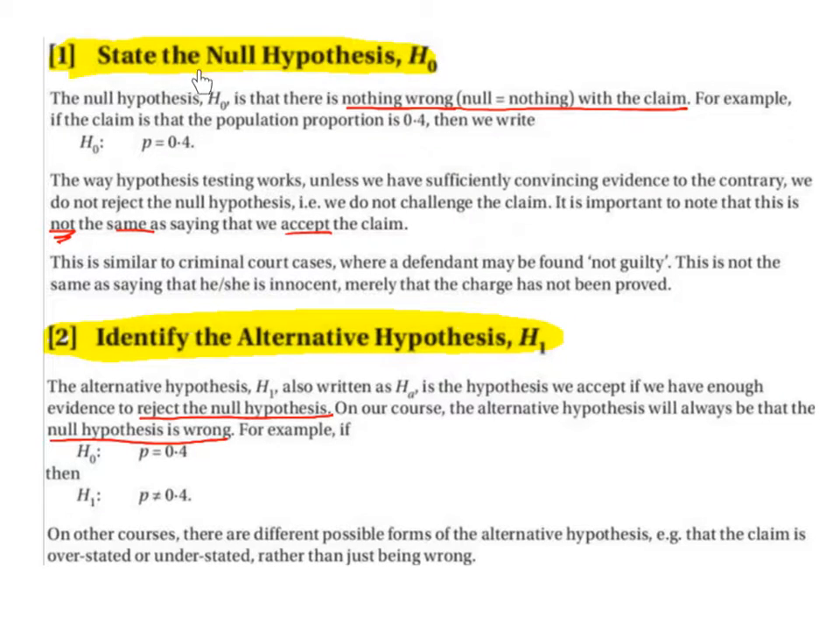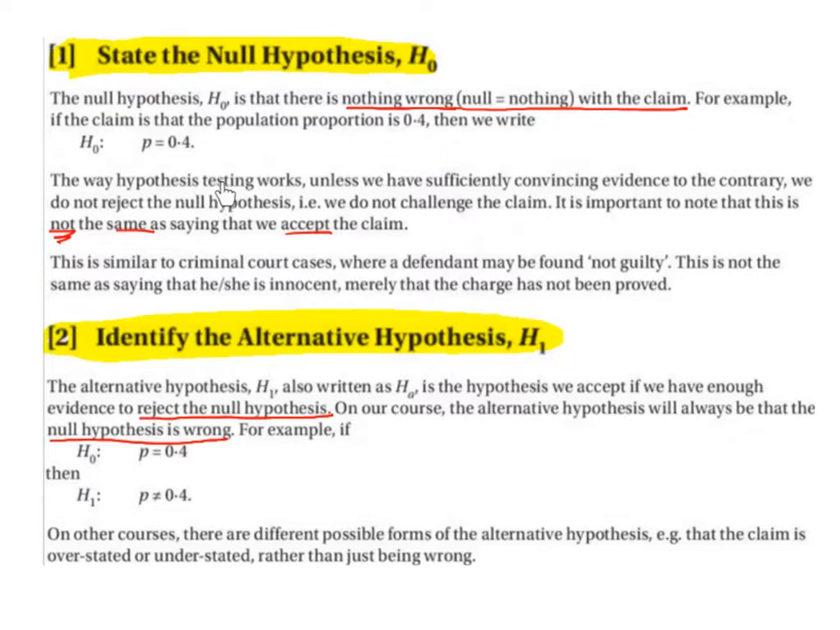Step 1. State the null hypothesis H0. The null hypothesis H0 is that there is nothing wrong, null equals nothing, with the claim. For example, if the claim is that the population proportion is 0.4, then we write H0: P equals 0.4.